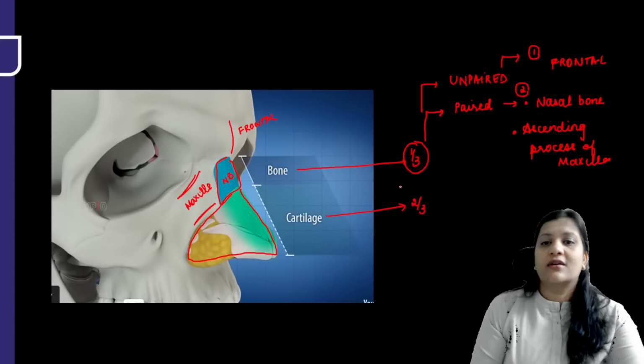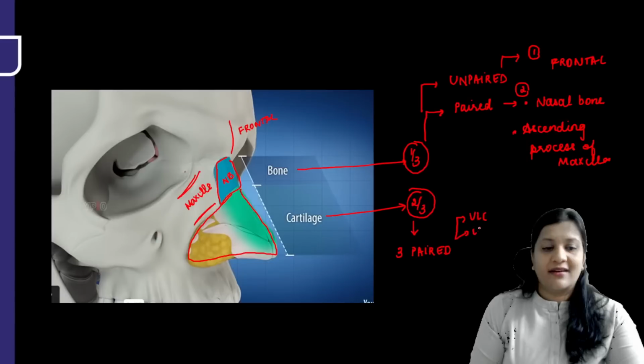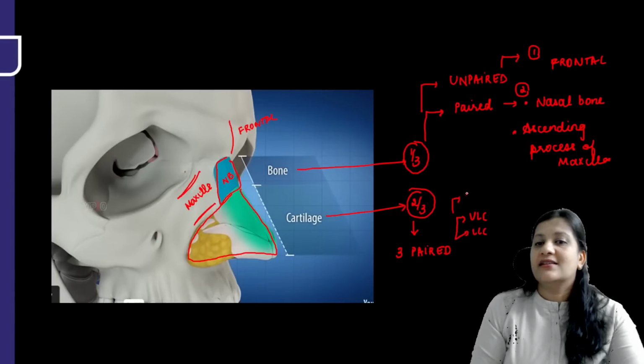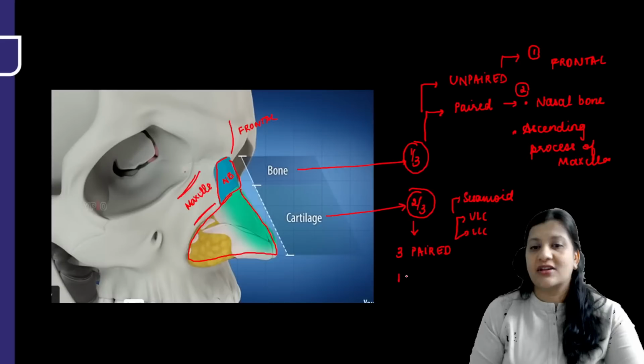The lower 2/3 is your cartilaginous pyramid. This lower 2/3 is made up of 3 paired cartilages: the upper lateral cartilage, lower lateral cartilage and sesamoid cartilage. So we have upper lateral cartilage, lower lateral cartilage and sesamoid cartilage, which are the 3 paired cartilages. The one unpaired cartilage that we have is your septum.